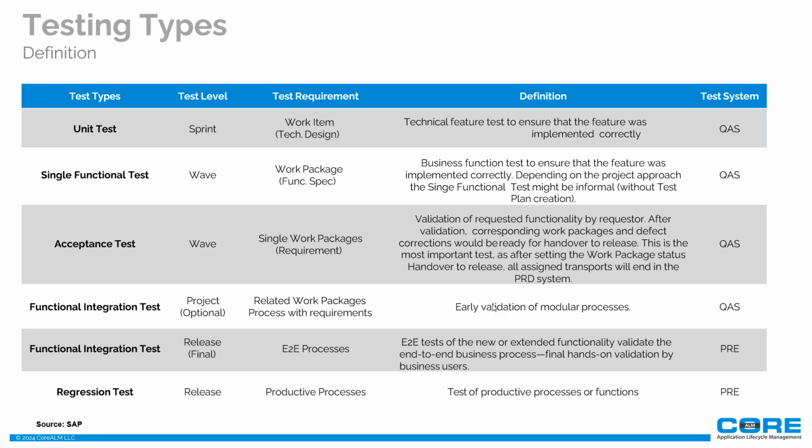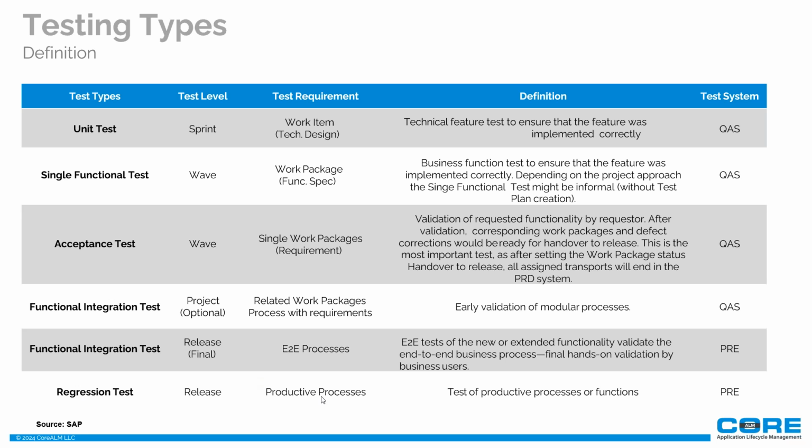Acceptance test. This is one of the most important tests that we have to do. It's the user acceptance test, UAT, and this validates the functionality that we have to deliver. And then we have the integration test, and then we do it for end-to-end. We have the integration test optional in QA, but then we have the final integration test, which we do in pre-prod, and the regression test that we do in pre-prod.